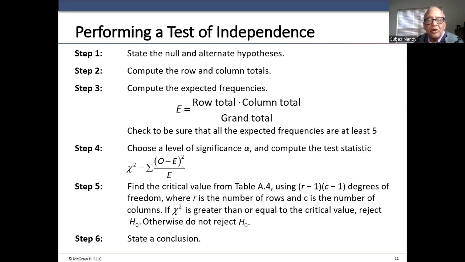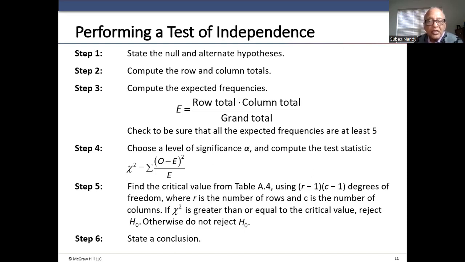Okay, so what is step one? State the null and alternate hypothesis, compute the row and column totals, compute the expected frequencies. Expected frequency is row total times column total divided by grand total. Now check to be sure that all expected frequencies are at least 5. Choose a level of significance alpha and compute the test statistic chi-square, which is the difference between observed and expected. Then you square that difference and divide it by the expected frequency. Then we add the sum of all this. Okay, find the critical value.